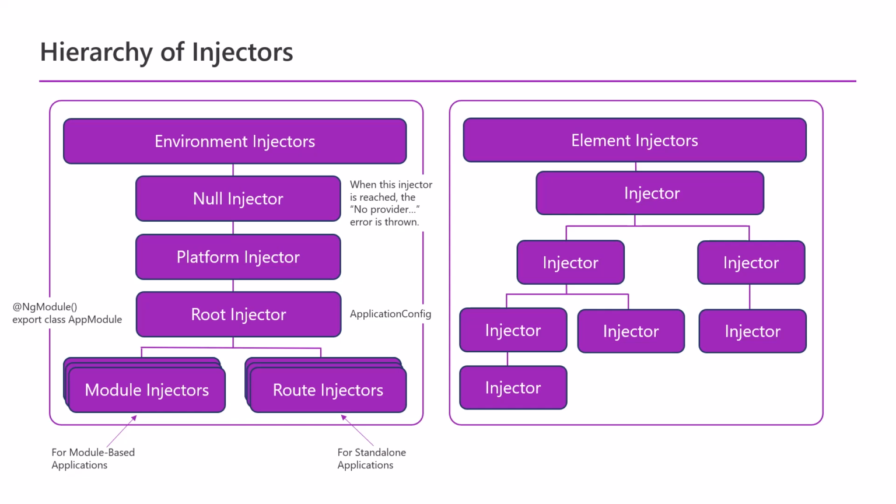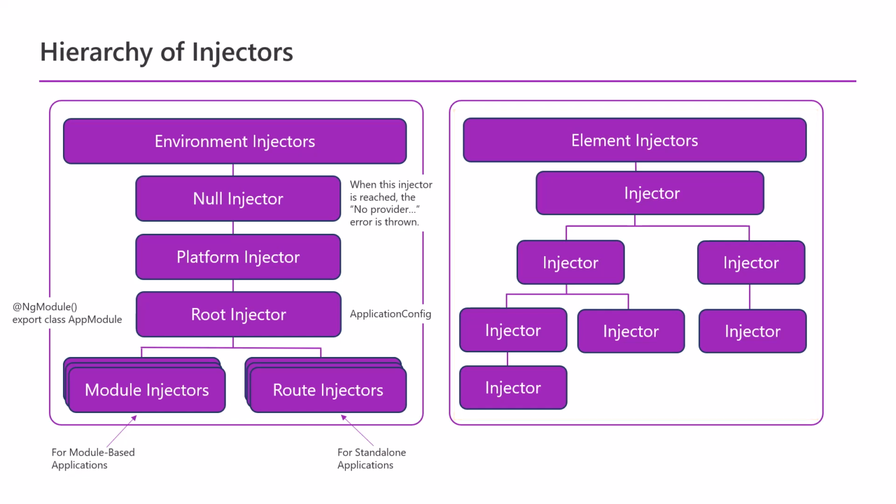As you add features to your Angular application, injectors get created for each of those features. For example, in a module-based application, when you add lazy loaded modules to your application, an injector gets created for each one of those lazy loaded modules. In a standalone based application, when you add routes to your application, injectors get created for each one of those routes. When you add components and directives to your application, element injectors get created for each of those components and directives. The element injectors that are created mimic the DOM tree.